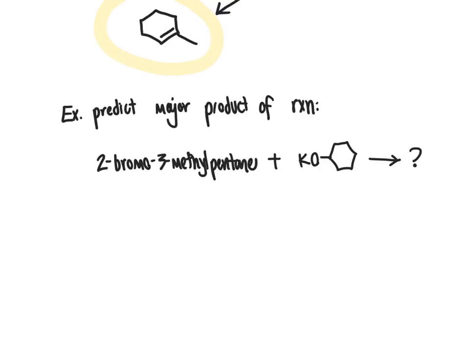So let's go ahead to get this started and draw out the structure of our 2-bromo-3-methylpentane. So we need our 5-carbon chain in there, of course. At position 2, we'll put a bromine atom. Position 3, we'll put our methyl group. And then from there, we have our base.